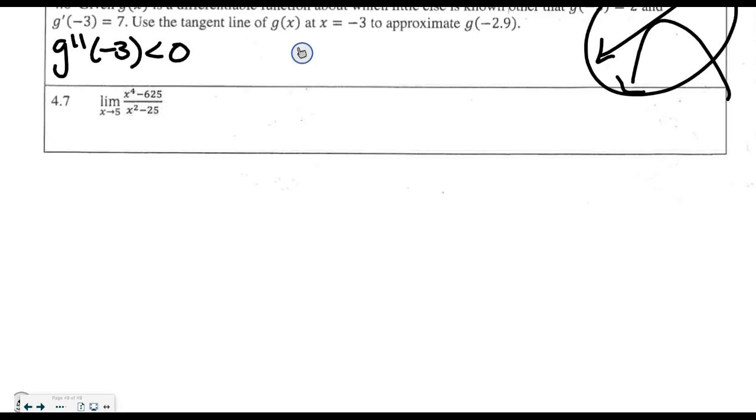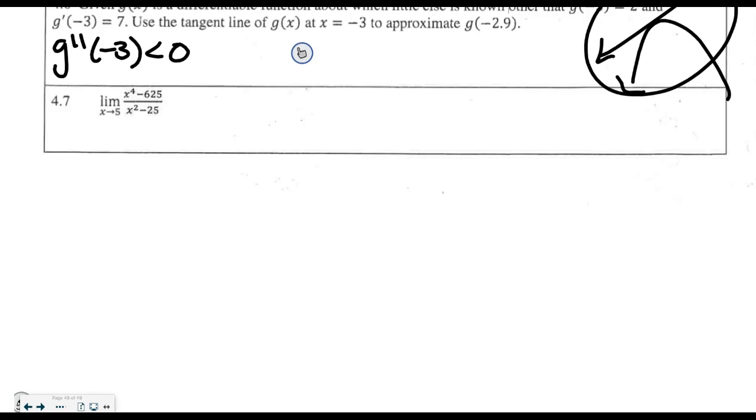Next up, a limit. What do we do when we calculate a limit? You better get so sick of my voice in your head. Plug it in. What do we usually get? 0 over 0. But we plug it in anyway, just in case we don't. So 5 to the 4th is 625, and 5 squared is 25. Now what do we do? We have two options for this one.